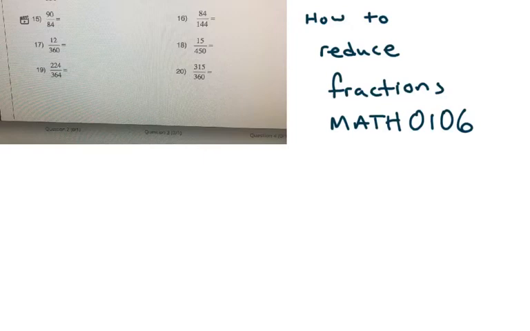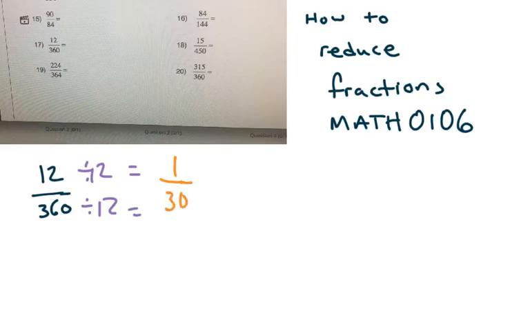Our next one is going to be 12 over 360. Here I'm very tempted to go ahead and divide by 12. Hopefully you can see what 36 divided by 12 is. A common real world application is that there are 36 hours in a day and a half, so hopefully that's fairly common to you. 12 divided by 12 is obviously 1. 36 divided by 12 is 3. And so it's 1 over 30.